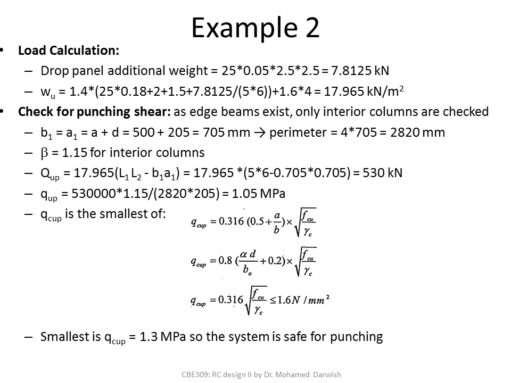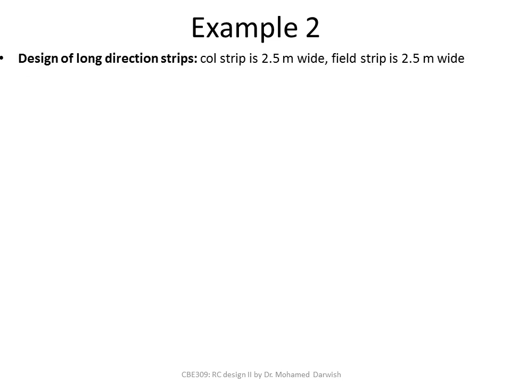In the previous example, both of them were 1.3, so it was a little bit critical. But now we are in a more safe condition. So we have a good room if any load increases or whatever happens.